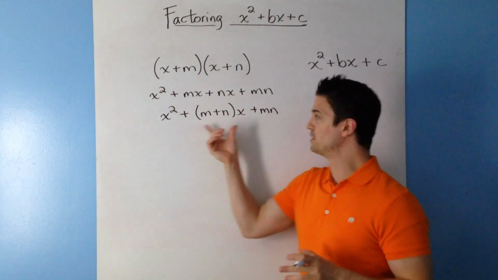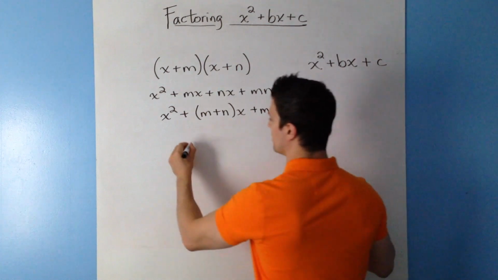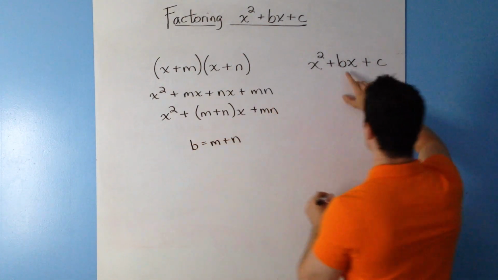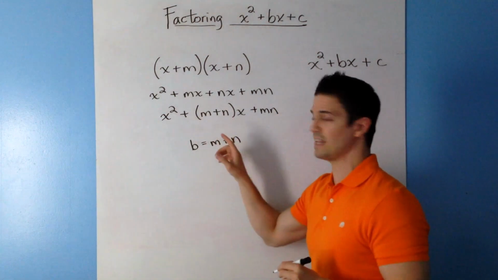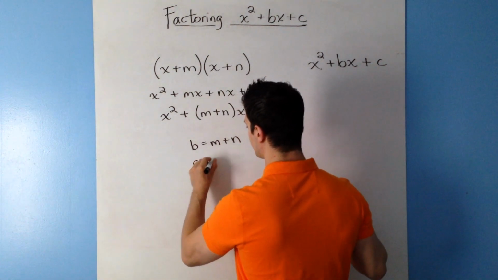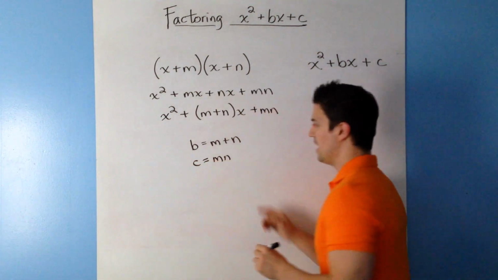And now you can see this m plus n is going to be equal to this b variable right up here. This b is going to be equal to m plus n, and this m times n is going to be equal to c. M times n. And this is really important.